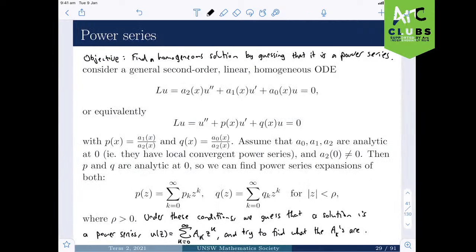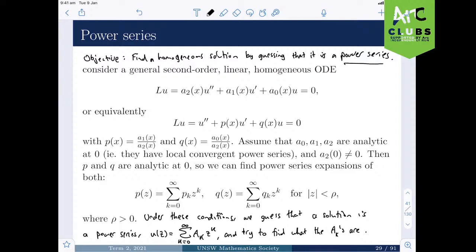Okay, so this is the most time-consuming part of this topic, I believe. It's the topic of power series: solving linear differential equations by guessing that the solution has a power series representation. So that's our objective. Find the homogeneous solution by guessing that it is represented by a power series.